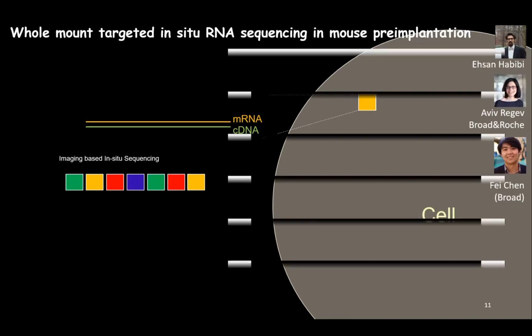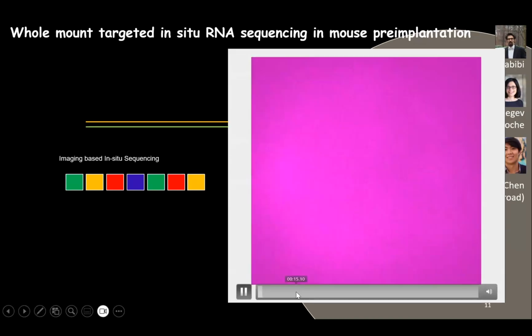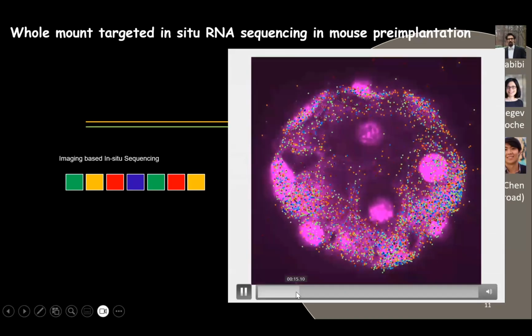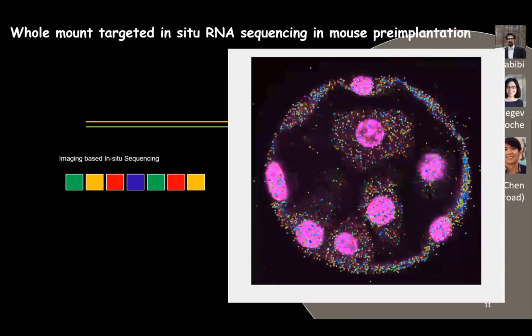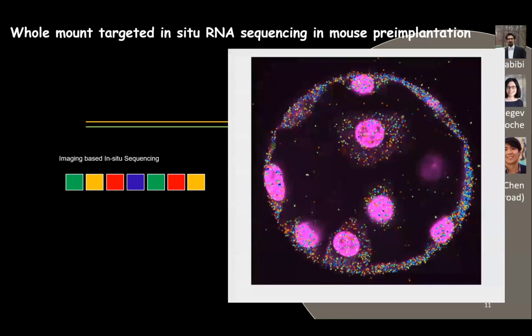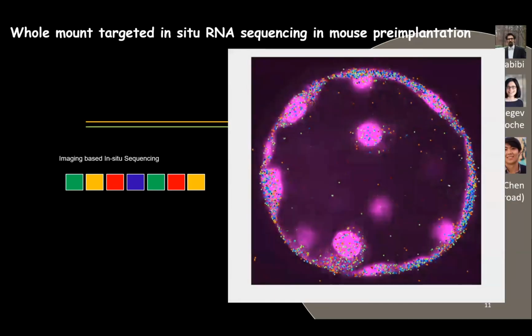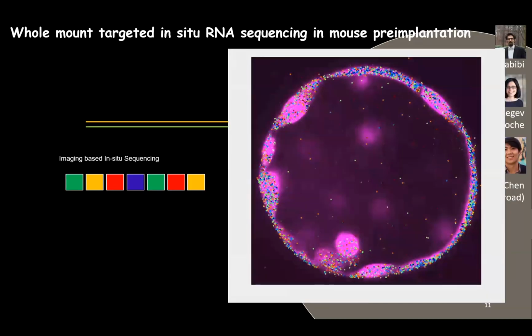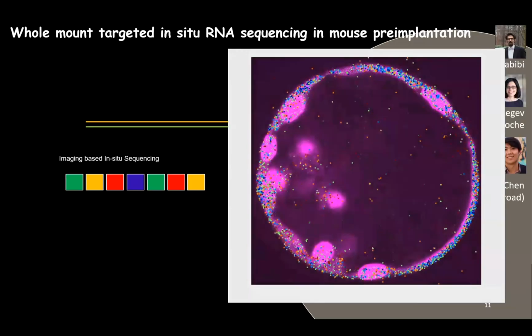Okay. And I'll skip this part quickly. And here's one quick example of how the imaging really looks. So each fluorescent speckle suggests one mRNA. They're well separated, which allows us to really count how many mRNAs of each specific type there are and where they locate.